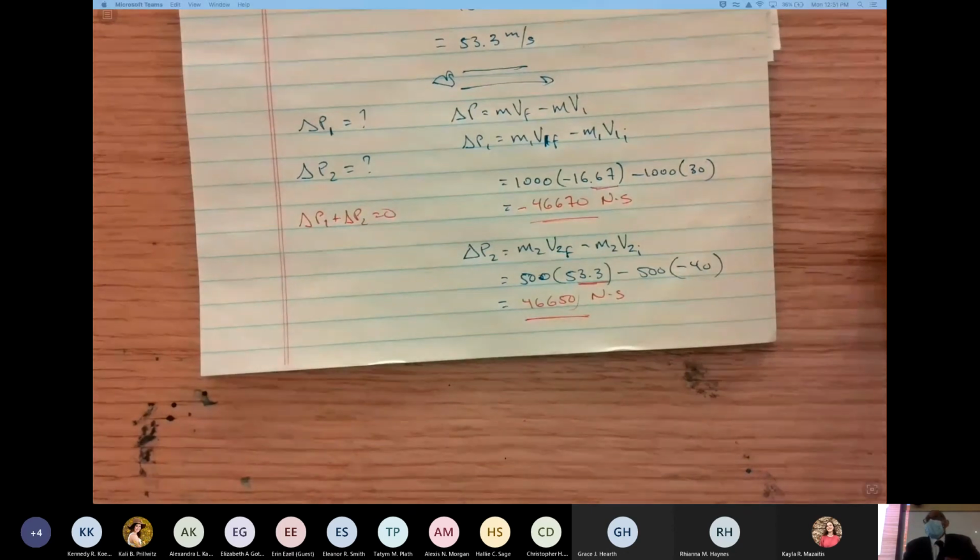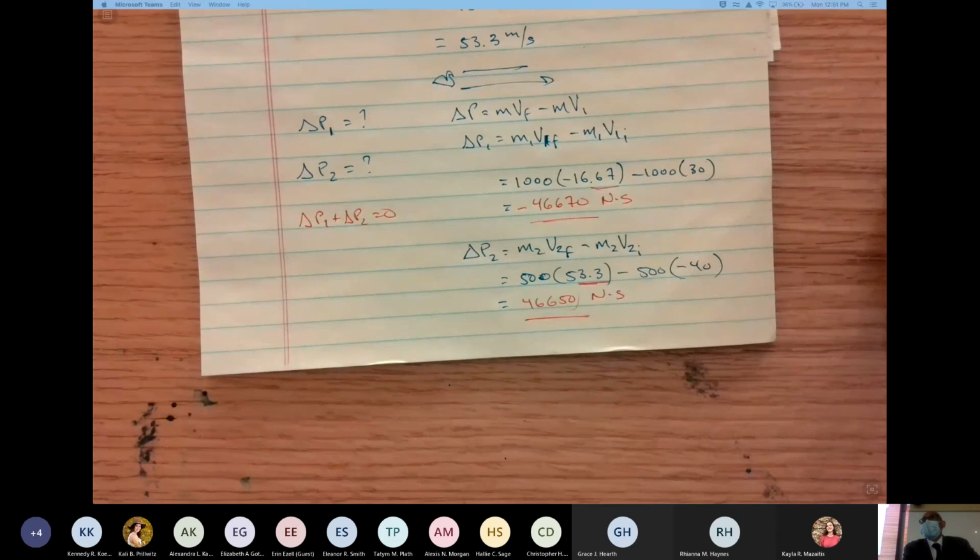Now, what will be the impulse on the first mass? Anyone in the chat or in person, what will be the impulse of the first mass? Mary? I don't even know what impulse is right now. We just saw it last week, but that's a long time ago.